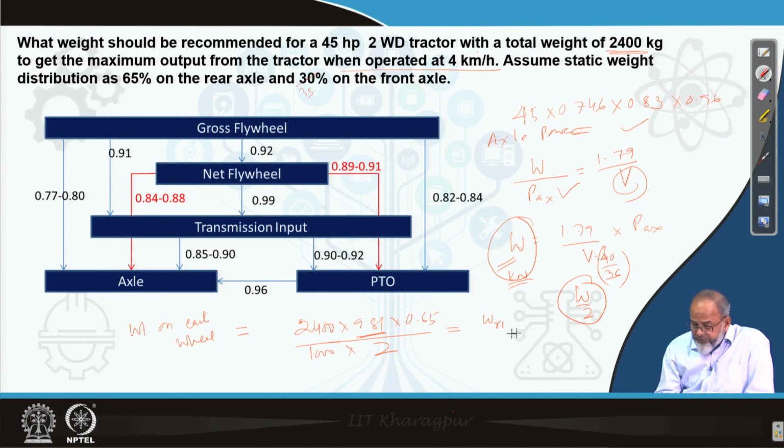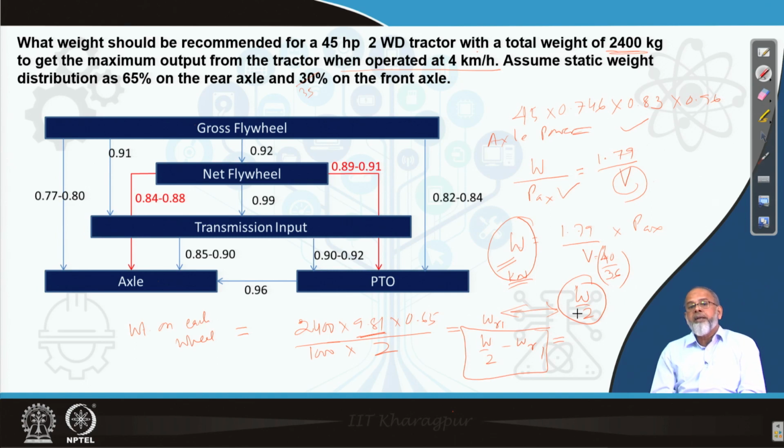Now we find the difference between these two, W by 2 minus WR1. That is the amount of weight which has to be added to each of the wheels. We have to add this amount of weight to the rear wheels. Then only can you get the optimum ballasting condition, and the tractor can transmit maximum power.